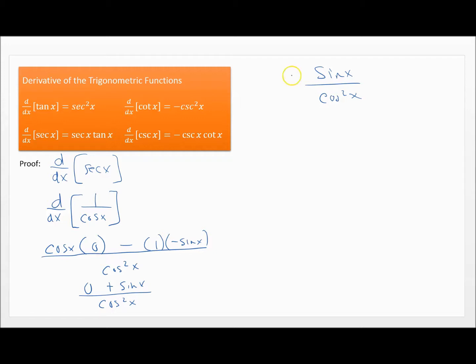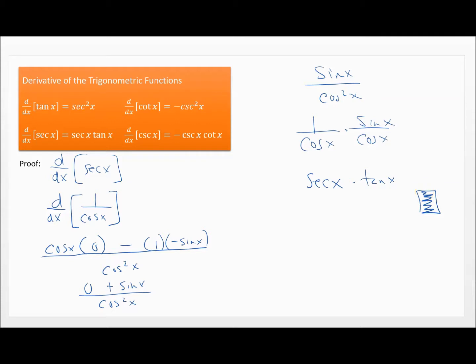I can rewrite this expression as, now secant is written first. So what if I say this is 1 over cosine of x times sine of x over cosine of x? Is that true? Sure it is, right? Because 1 times sine of x is sine of x, and cosine of x times cosine of x is cosine squared. Totally allowed to do that. What is 1 over cosine of x? That is secant of x. What is sine of x over cosine of x? That is tangent of x. And we have proven our theorem.